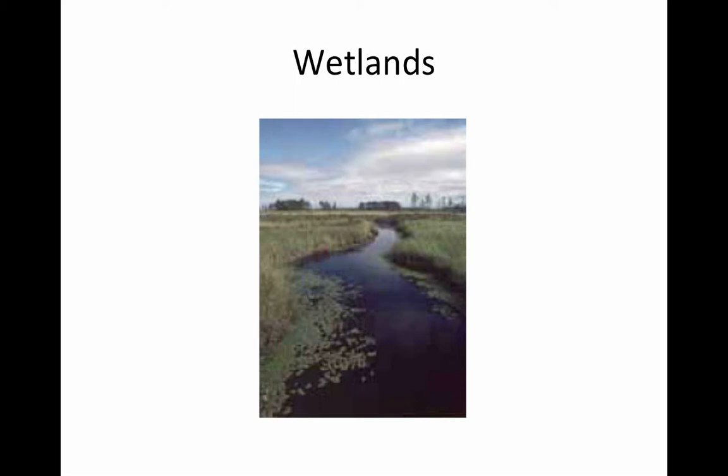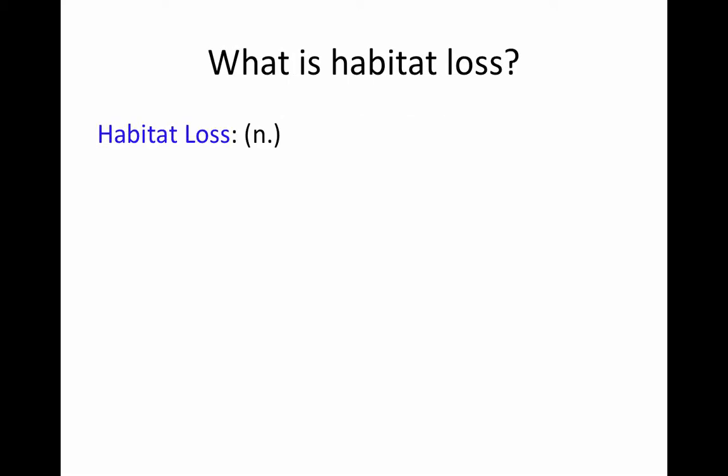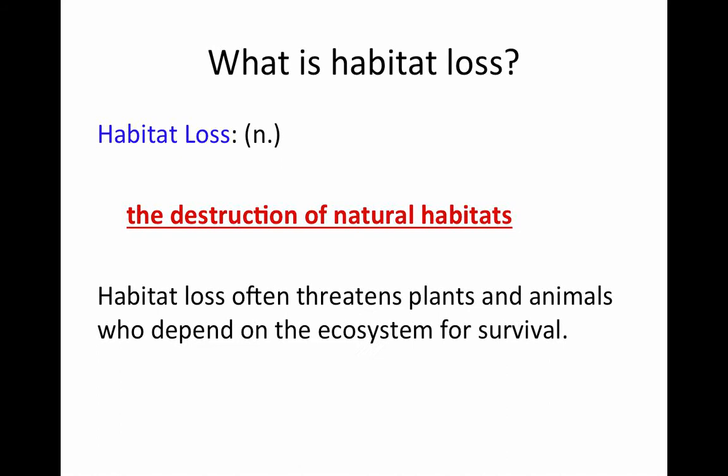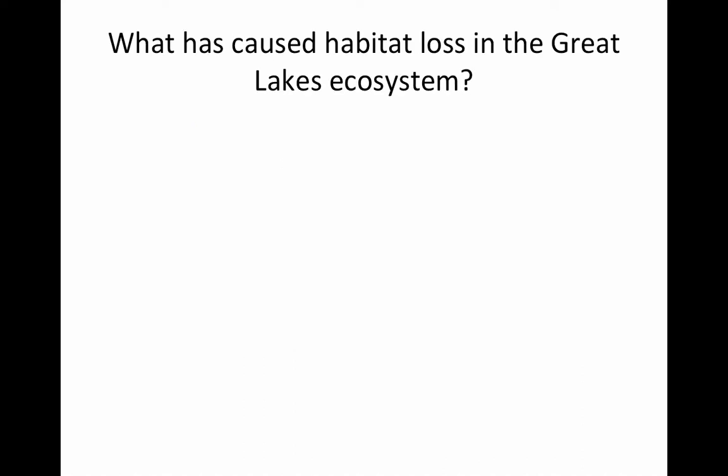So, if these forests and wetlands are habitats, what is habitat loss? Very simply, habitat loss is the destruction of natural habitats. It means that these forests and wetlands are being destroyed. They're being ruined. Habitat loss often threatens plants and animals who depend on the ecosystem for survival. So, what has caused habitat loss in the Great Lakes ecosystem? I want to highlight two main causes.